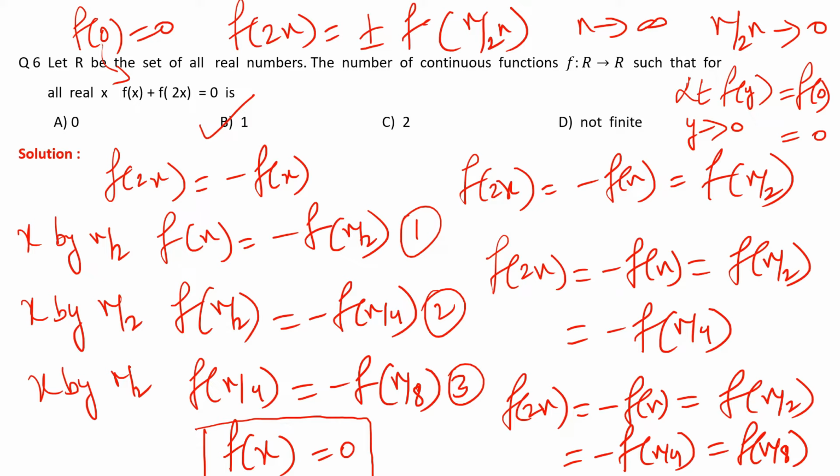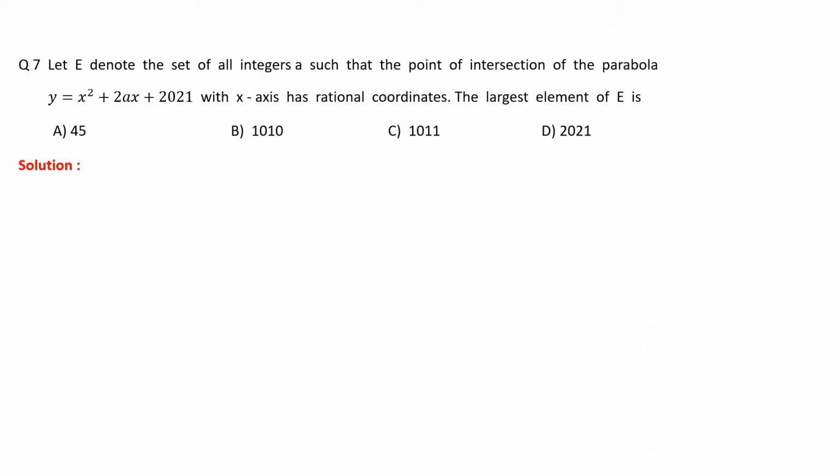Now students, we move to the next question. Now students, this is the next question. It says, let E denote the set of all integers a such that the point of intersection of the parabola y equal to x square plus 2ax plus 2021 with x-axis has rational coordinates. Then the largest element of E is.